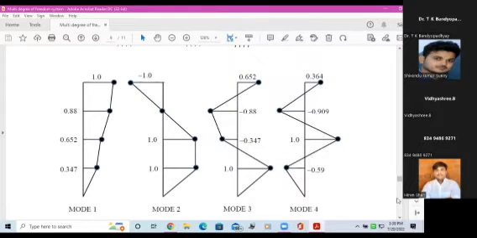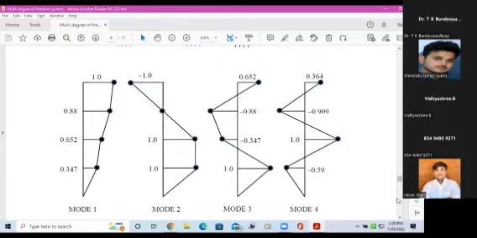So in the fourth mode, the building will deflect and intersect the mean position 3 times. In the third mode, the building will intersect 2 times. In the second mode, it will intersect only once, and in the first mode, it will not intersect. The whole building will deflect either to the right or to the left.